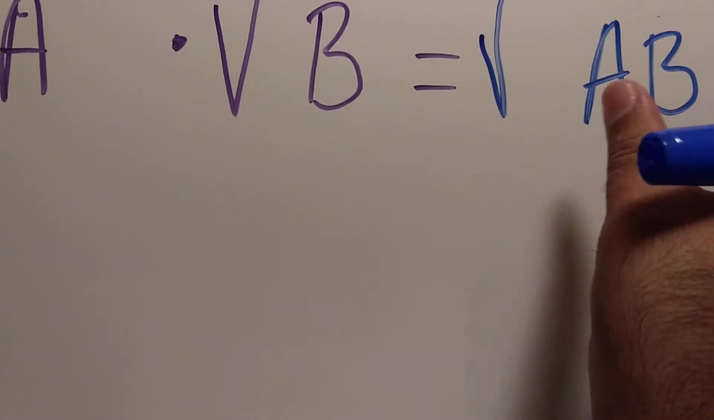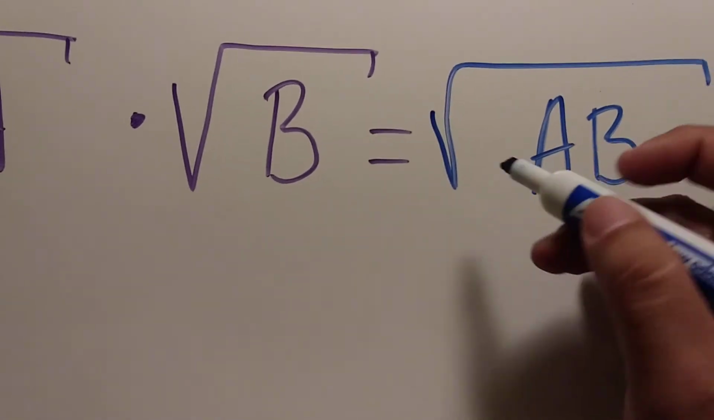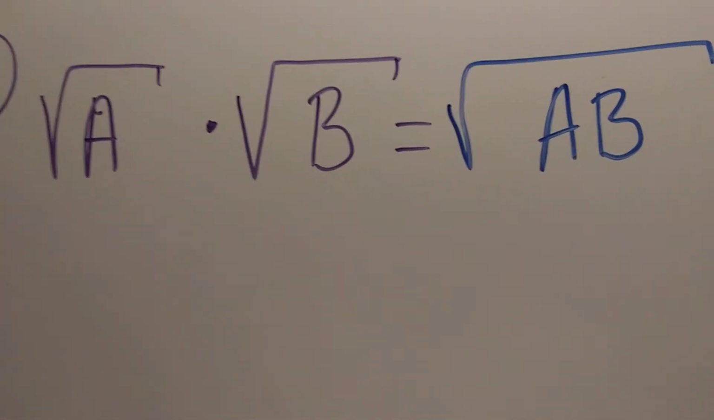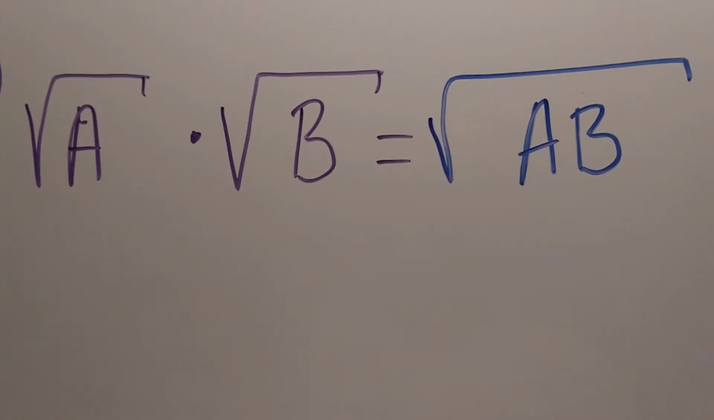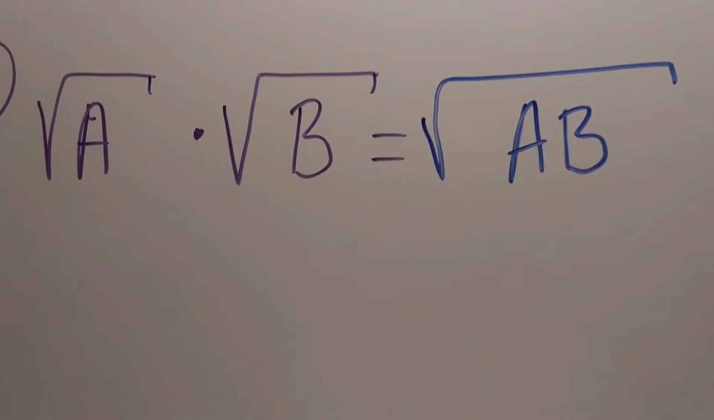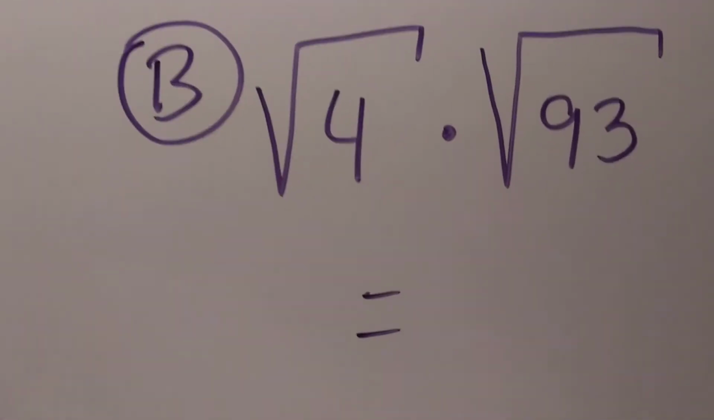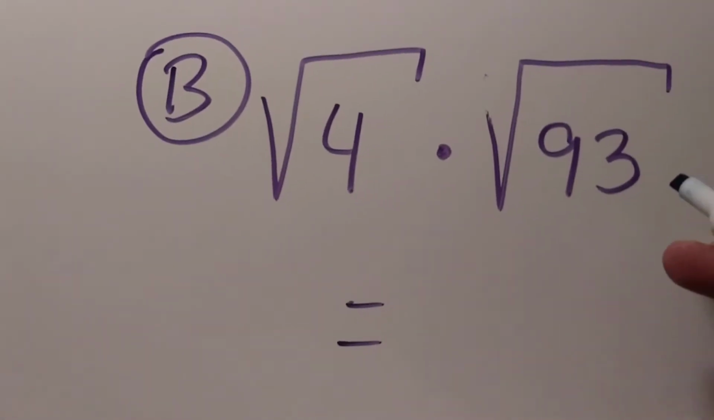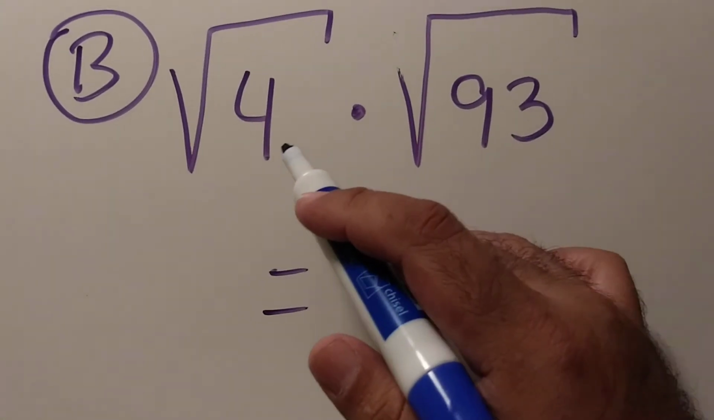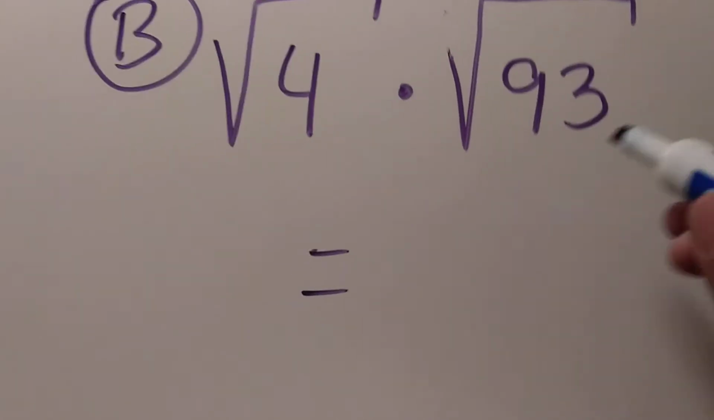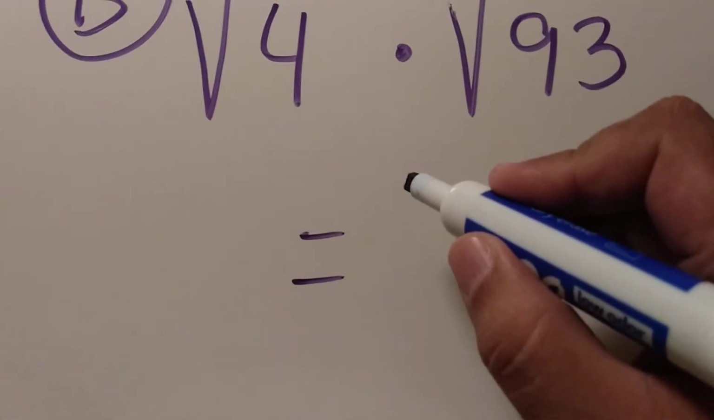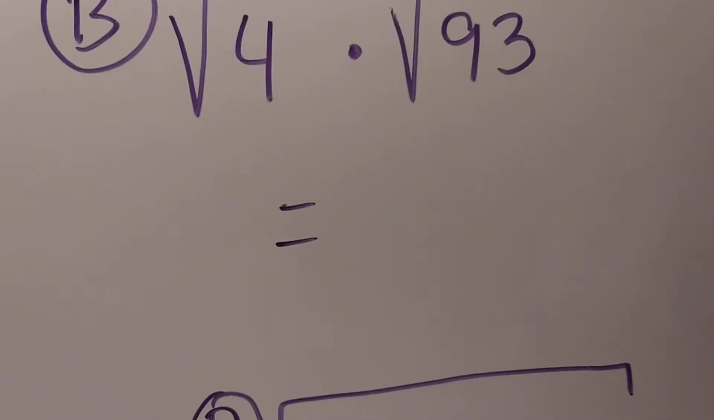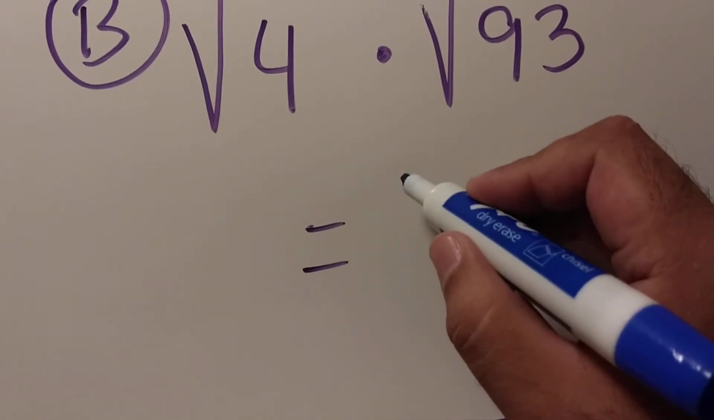This implies multiplication, or a product, and it'll be under the square root. Then you would proceed in simplifying, taking the square root of whatever product is inside of it. So for example, to illustrate that, we have 4 times the square root of 93. So here we're going to multiply, or we can just pretty much solve it this way.